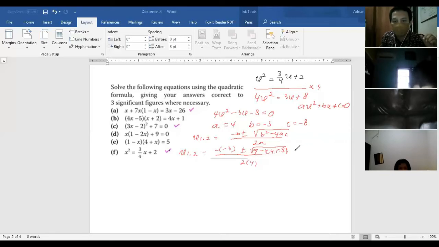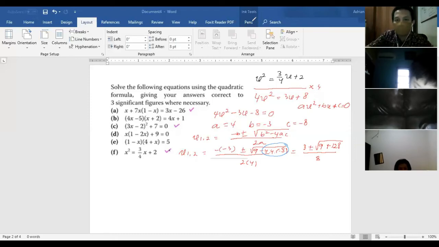Is it clear? So you find 3 plus or minus root of, how many here? 9, minus times minus, right? Yeah, will be positive. Plus 128 divided by 8. Is it clear, everyone? Okay, you have to solve this one first, because this one is multiplication. Multiplication is priority, right, everyone?